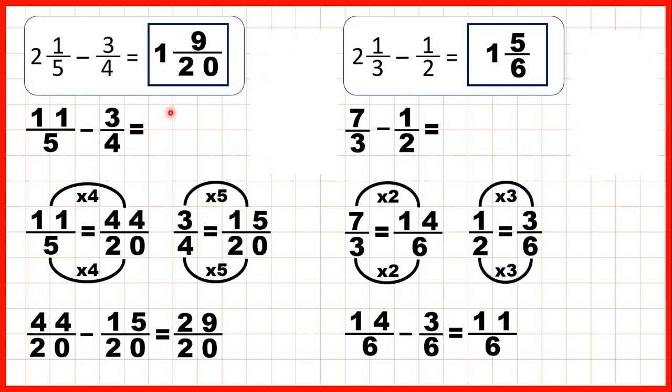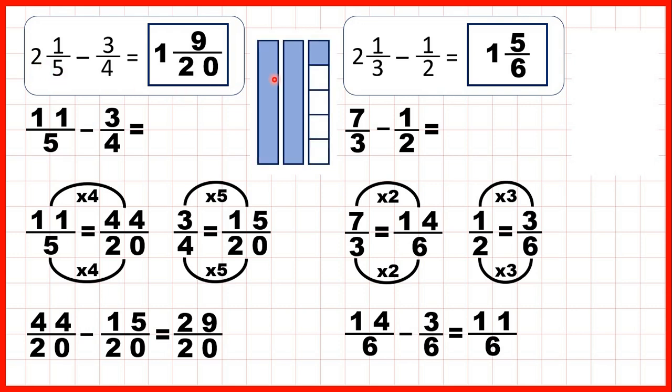Let's have a look at the fraction bars to see what we did. So for this first question, we started with 2 and 1/5. We turned that into an improper fraction, so we had 11/5. But 11/5 is the same as 44/20, and we were subtracting 3/4, which is the same as 15/20. So if we take 15 of those 20ths away, that leaves us with 29/20, but that's the same as 1 whole and 9/20, so that's our answer.